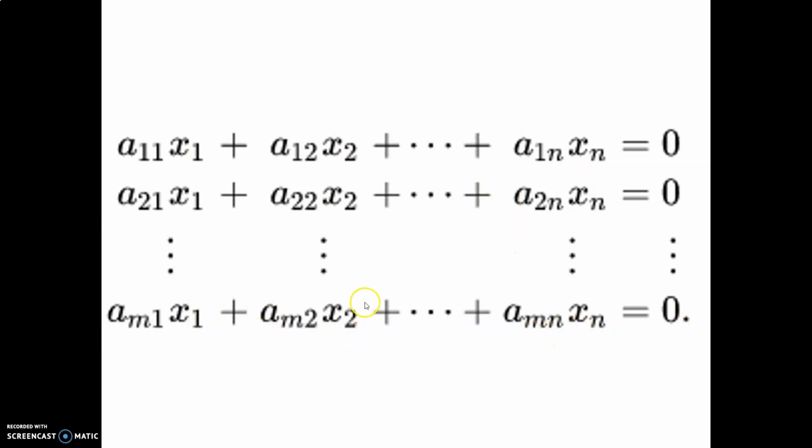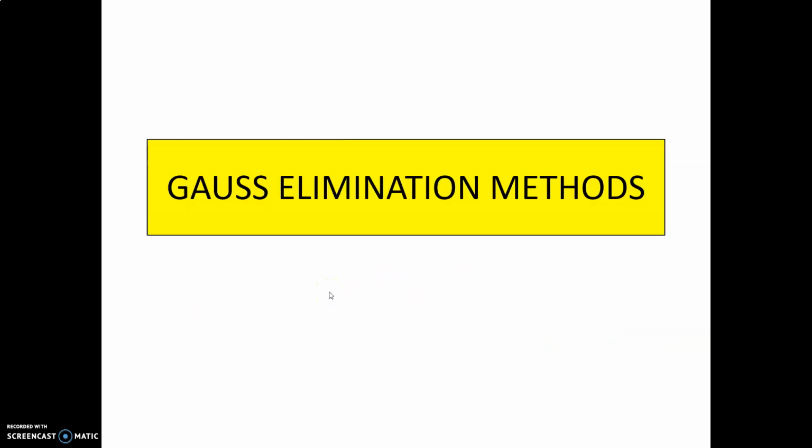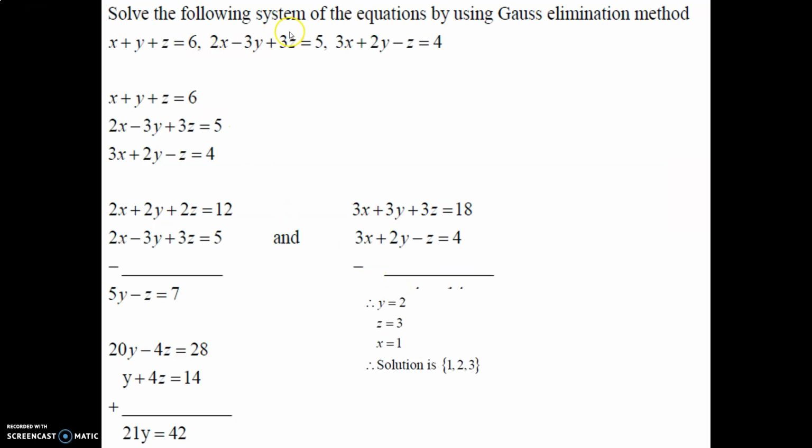These simultaneous equations, by which method do we solve them? Let us check. That is the Gauss elimination method. This is also called the back substitution method. Solve the following system by the Gauss elimination method: x plus y plus z equal to 6, 2x minus 3y plus 3z equal to 5, 3x plus 2y minus z equal to 4. We have to use the back substitution and solve simultaneously. We have to multiply the first equation by 2 and we consider the first and second.